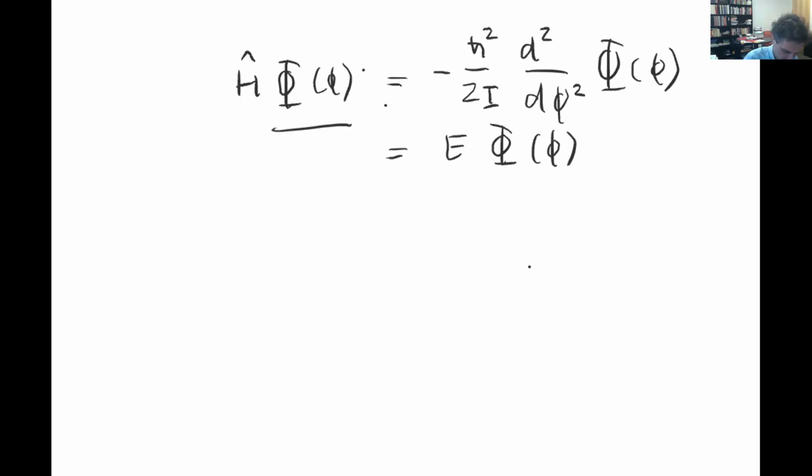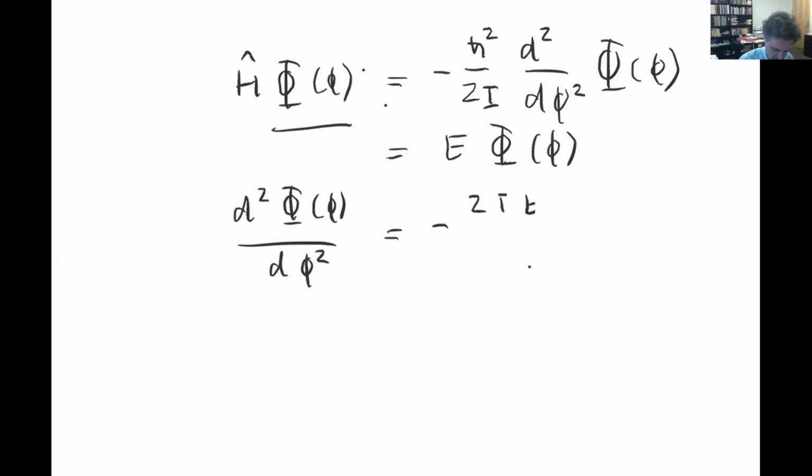I can rewrite that a little bit and basically isolate the second order derivative of the function on the left, and then put all the constants to the right. So I get minus 2I E over h bar squared, and then the function again. Big phi is the wave function I'm trying to find. Little phi is the variable. Okay, so I'm going to make the connection here.